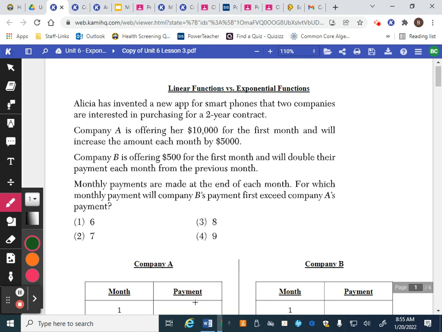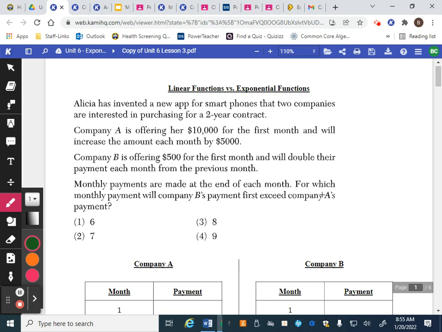So this example, this Regents question: Alicia has invented a new app for smartphones that two companies are interested in purchasing for a 2-year contract. Company A is offering her $10,000 for the first month and will increase the amount each month by $5,000. Company B is offering $500 for the first month and will double their payment each month from the previous month. Monthly payments are made at the end of each month. For which monthly payment will Company B's payment first exceed Company A's payment?